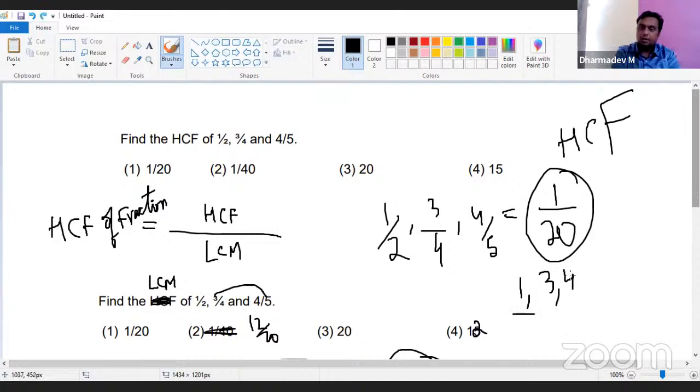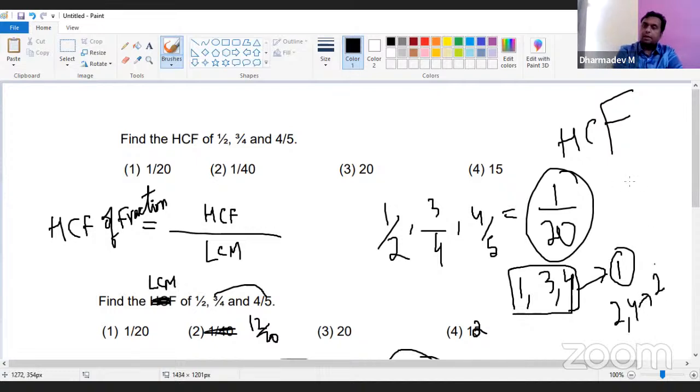So 1, 3, 4, there are no common numbers, so the only common factor will be 1. If I have 2, 4, the factor is 2. If I have 12, 8, the factor is 4. So for 1, 3, 4, the common factor is only 1. What is the factor of 1? 1. What is the factor of 3? 1 and 3. What is the factor of 4? 1 and 4. So 1 is the common among them.